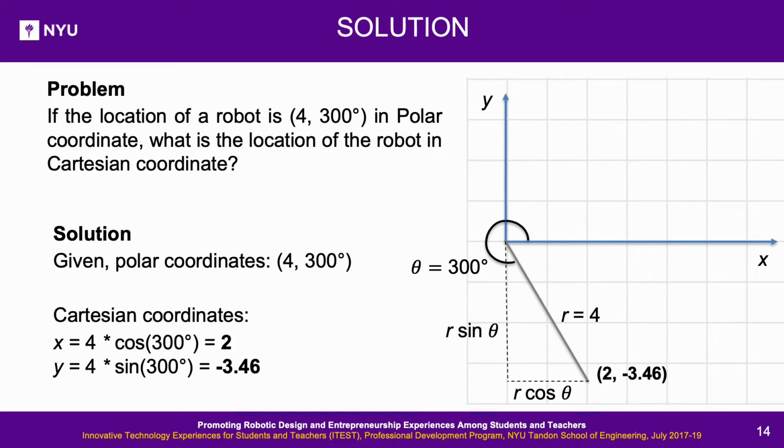Solution. Given polar coordinates are 4 and 300 degrees. In Cartesian system, the x-coordinate will be 4 times cosine of 300 degrees, which equals 2, and the y-coordinate will be 4 times sine of 300 degrees, which equals minus 3.46. Therefore, the equivalent Cartesian coordinates are 2 and minus 3.46.